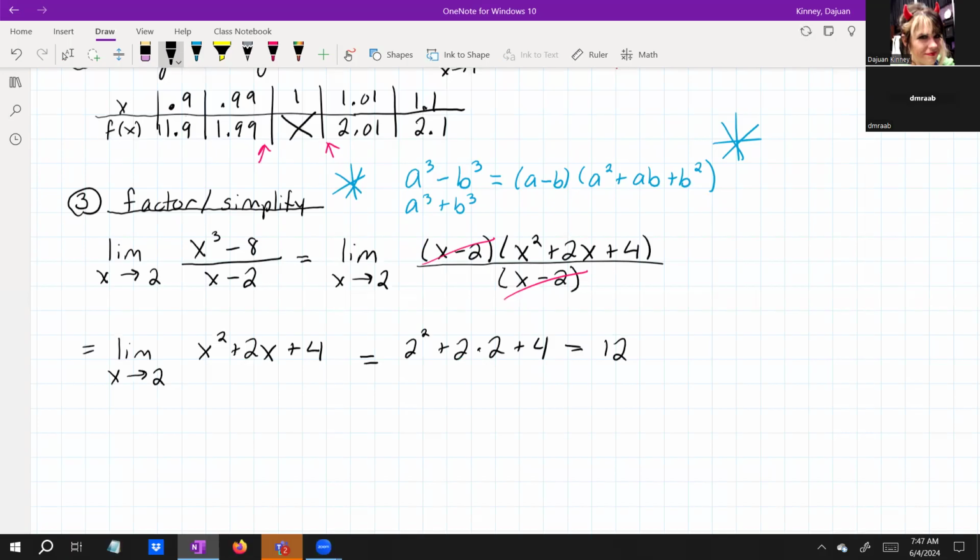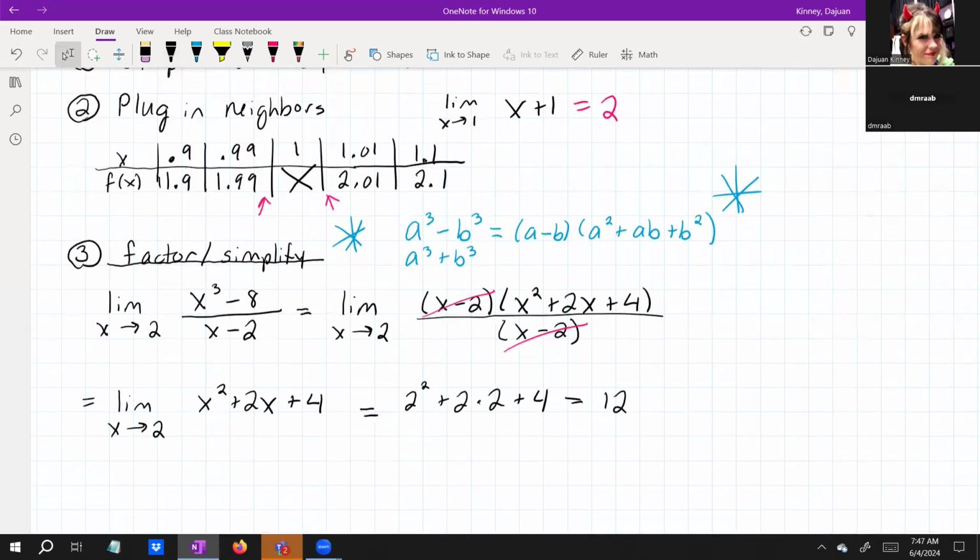This is the sort that, if you're unsure what you should be getting, you can either graph it or use method 2 up here: plug in its neighbors, and see what it's going towards. That's not the final answer. It just gives you an idea of where you should be.